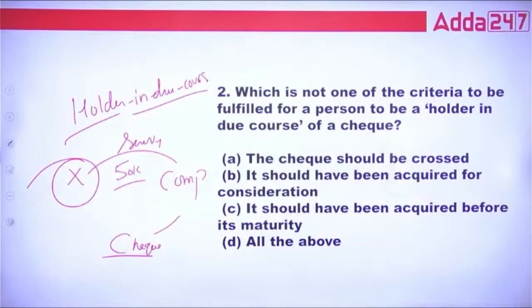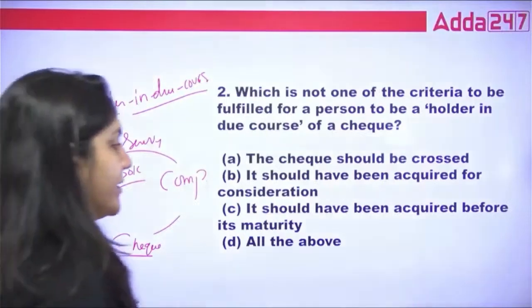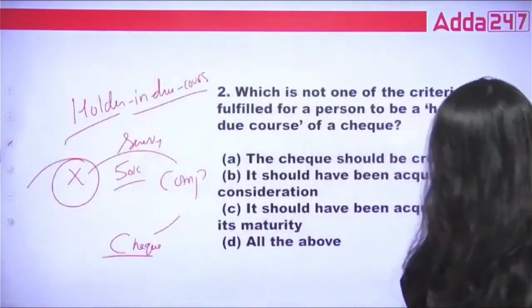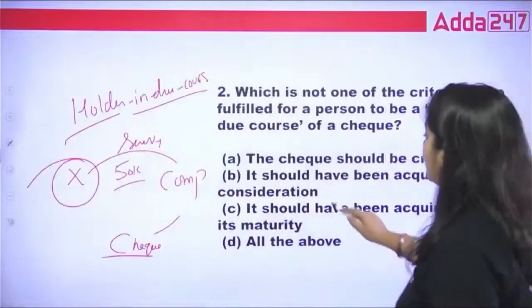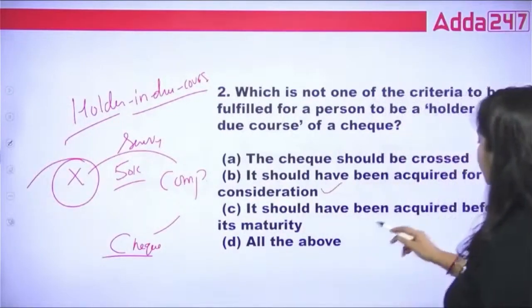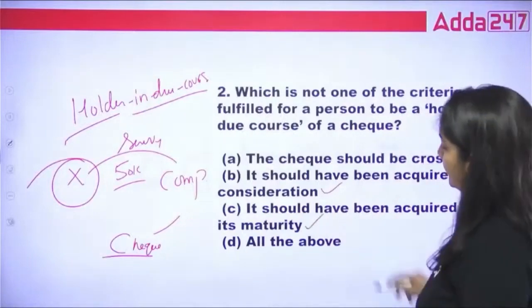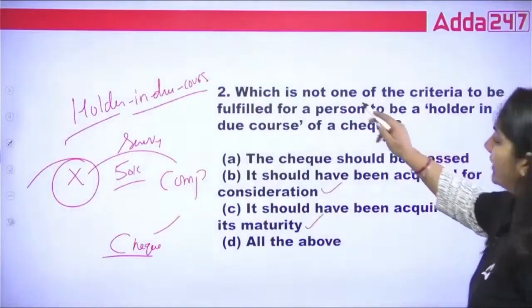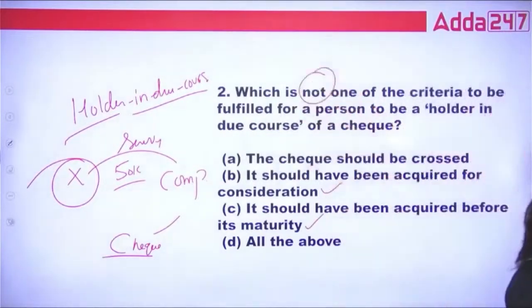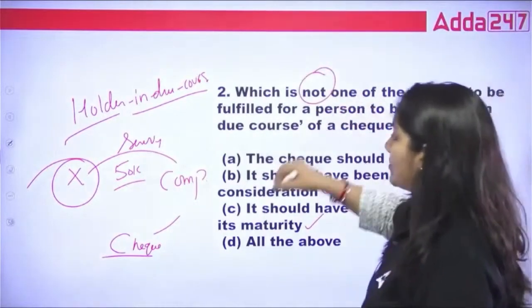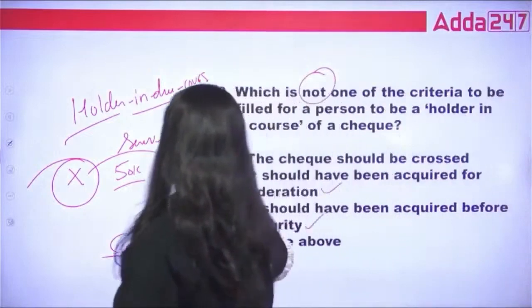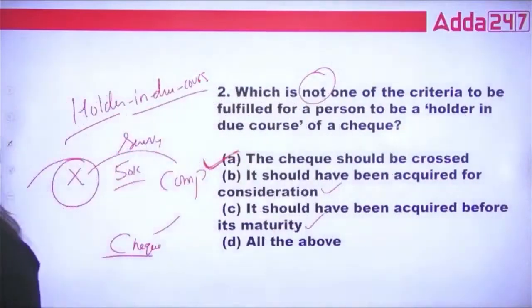And not the criteria. It means just remember the definition. Just remember the definition of holder in due course. Then you can easily do the answer. This is right. Exactly. We have to find "not". So check should be cross. This will be the right answer. This is not the criteria that is in the holder in due course.